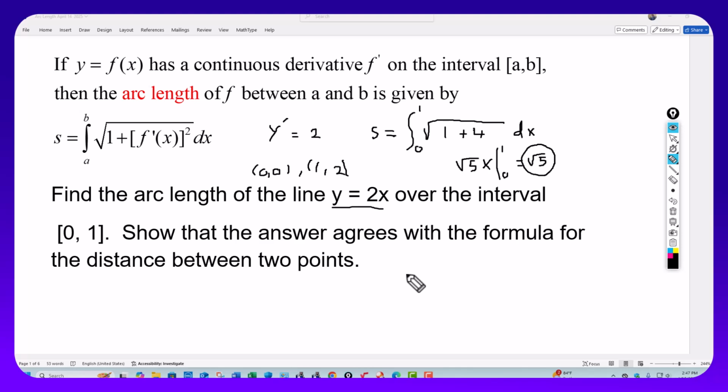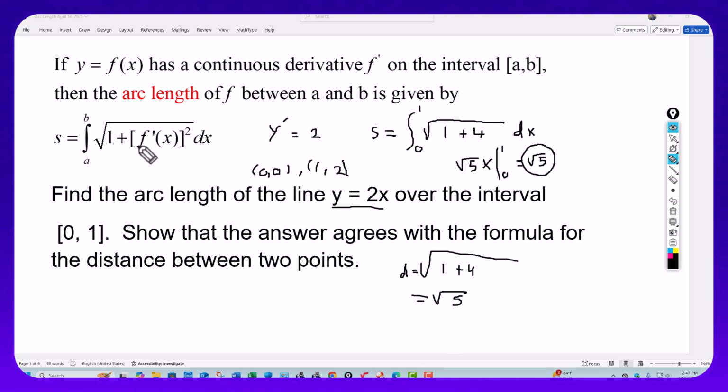And then we use the distance formula, and that's going to be the square root of the difference in the x values. 1 minus 0 is 1, and then you square it, you get 1. And then 2 minus 0 is 2, and then you square it, you get 4. So we get an answer of the square root of 5.